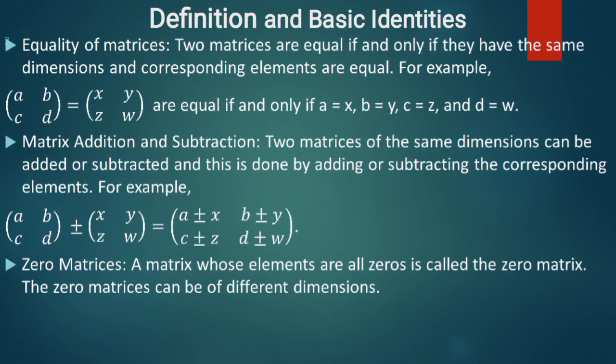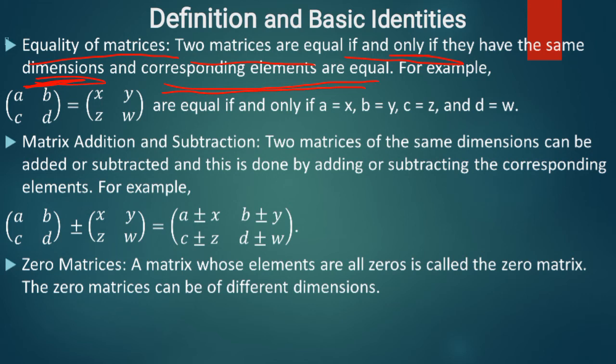The next definition you need to know is what we call equality of matrices. Two matrices are equal if and only if they have the same dimensions and the corresponding elements are equal. You know what dimension is? The number of rows and columns are the same, and the entries are the same, so they're equal.